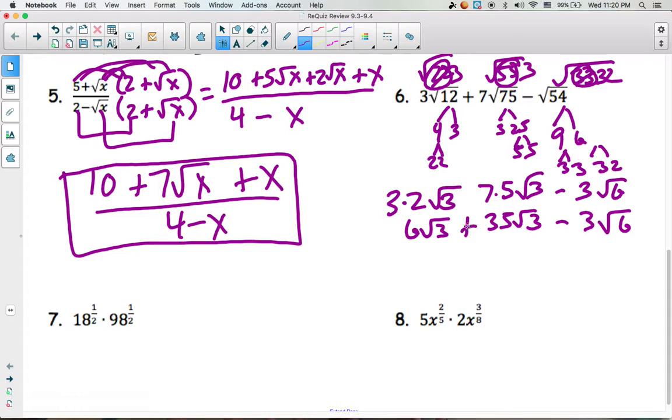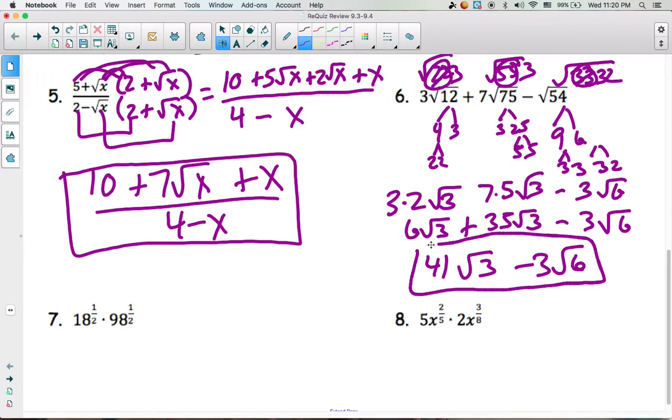Now, we only have 2 radicals that are the same, and we can combine those. 6 square roots of 3 plus 35 square roots of 3 gives us 41 square roots of 3. And then the minus 3 roots of 6, because these are not like radicals, we cannot combine them. We will just leave it just like this.